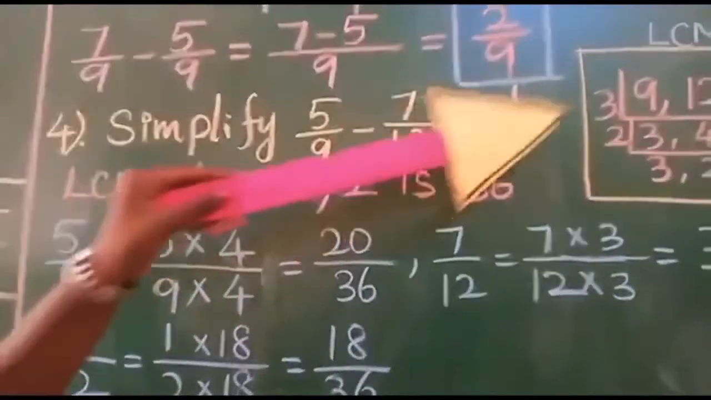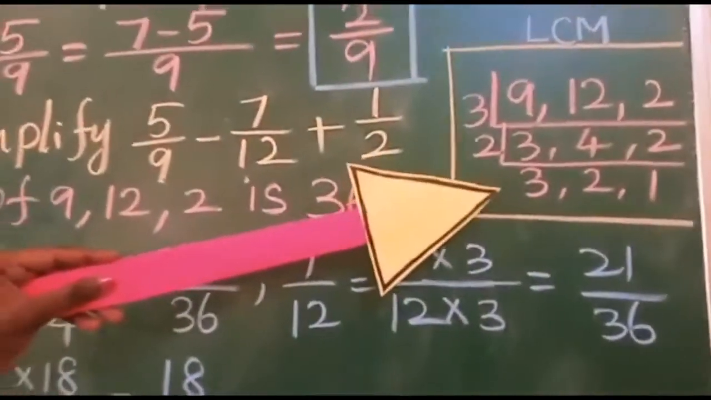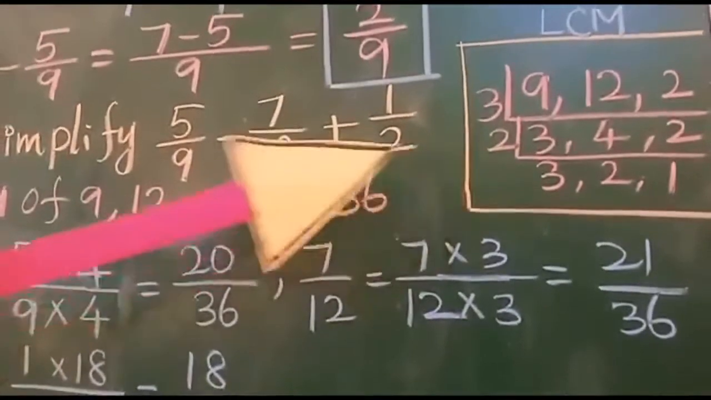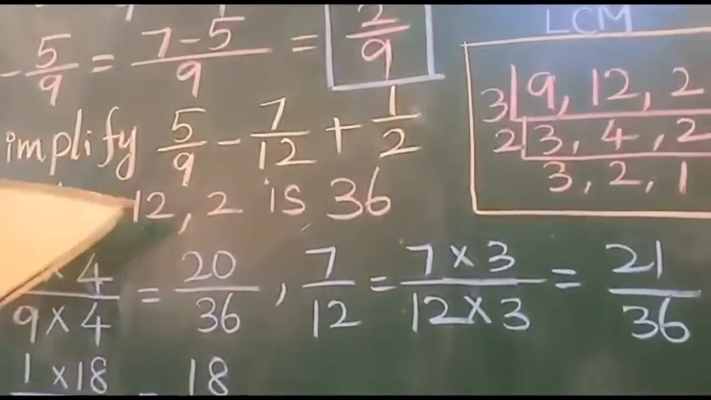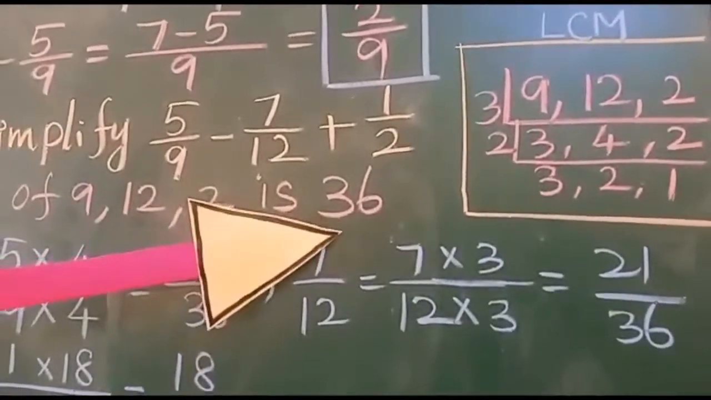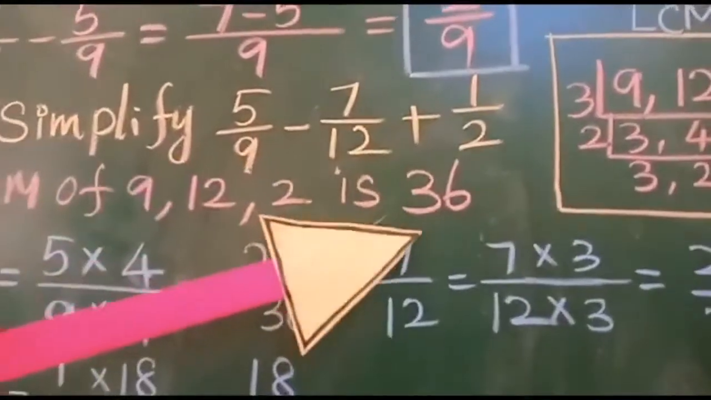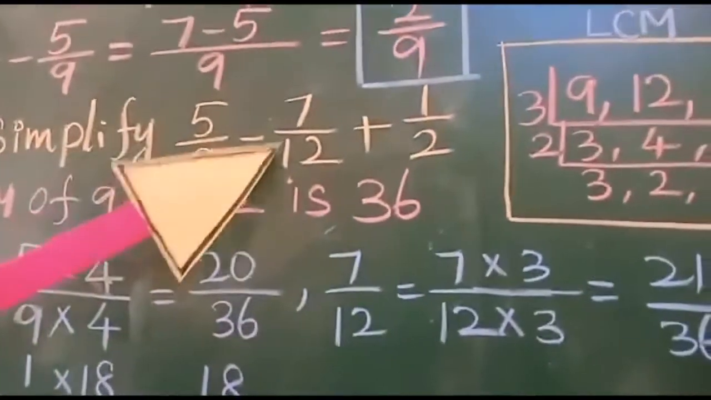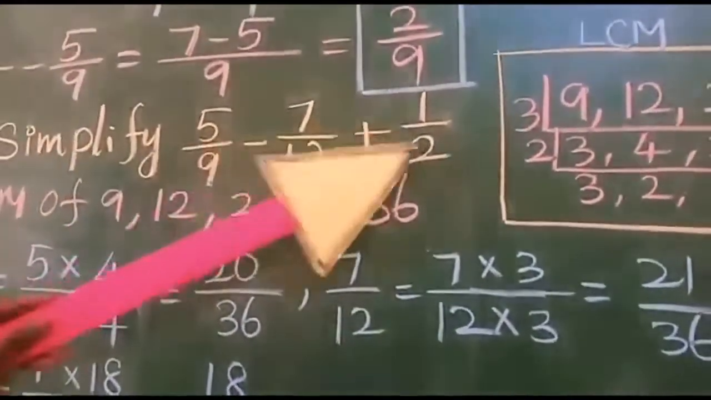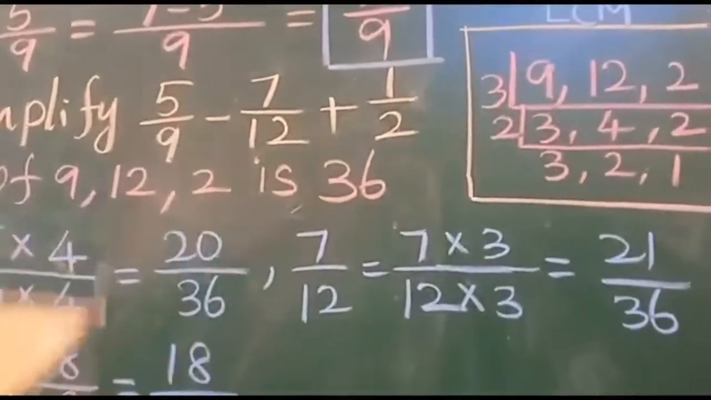So how can we take LCM? Everybody knows how to do the LCM, as you have seen in the previous problem also. So the LCM of 9, 12, 2 is equal to 36. We got the LCM 36. Now we have to equalize the denominators as 36. So here 9, 12, 2. Instead of 9, 12, 2, we have to equalize the denominator as 36. So how can we do?